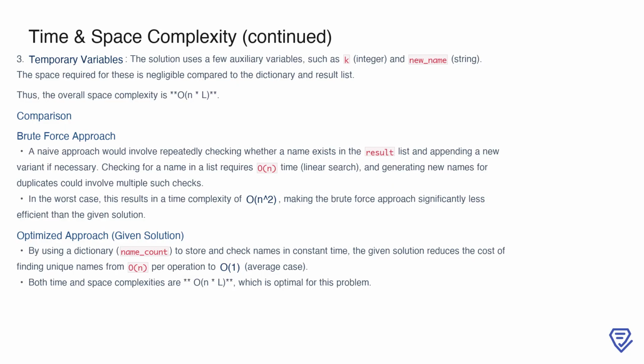This brings us to the comparison with a brute force approach. In a naive solution, we would repeatedly check if a name exists in the result list and append a new variant if necessary. This requires O(n) time for each lookup in the list, and generating unique variants for duplicates could involve multiple such checks. This inefficiency results in an overall time complexity of O(n²), which is significantly worse than the given optimized solution. The optimized approach, on the other hand, leverages the constant time lookups provided by the dictionary name_count to reduce the time complexity to O(n*L). Additionally, the space complexity of O(n*L) is the best achievable for this problem given the need to store all unique names.